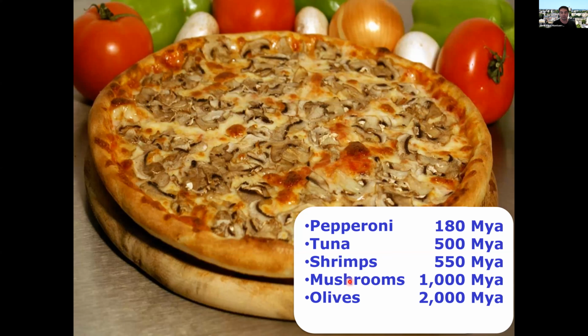And then we have mushrooms, followed by olives. I guess most of you know that we are more closely related to mushrooms than mushrooms are related to plants. Many people think that fungi are plants, but no, actually they are more closely related to animals than to plants. Okay, I hope you did well.